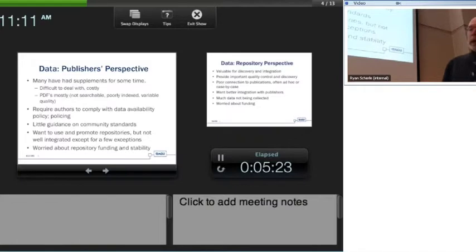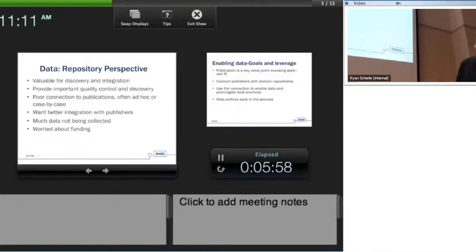There's little guidance on community standards. Those are developing, but we need to step that up. Journals want to promote repositories, but they're not well integrated except for a few exceptions, Dryad being one. Journals are very worried about funding of repositories, and we've seen way too many examples where we've encouraged data to go into an archive only to find that the funding for that archive has gone belly up. I think Nature did a news story a little while ago that found basically 50% of the repositories are struggling for funding.